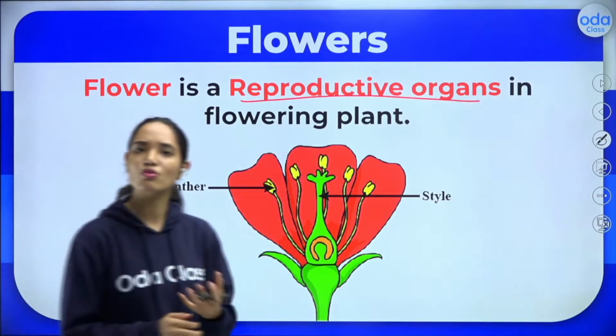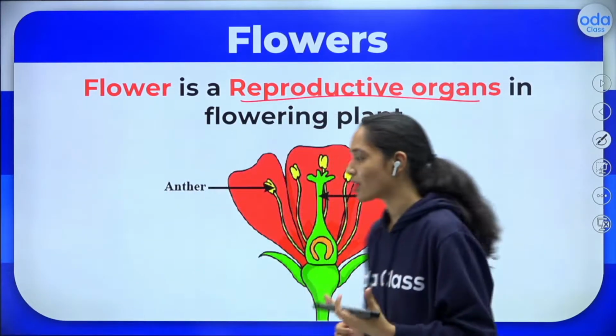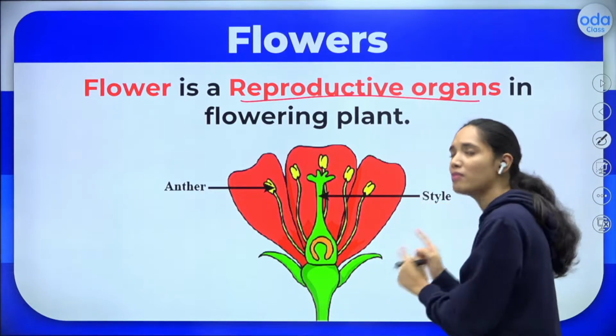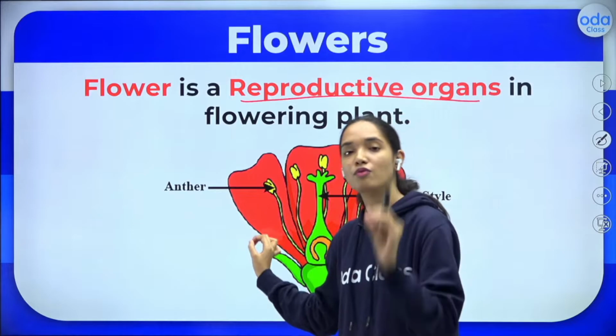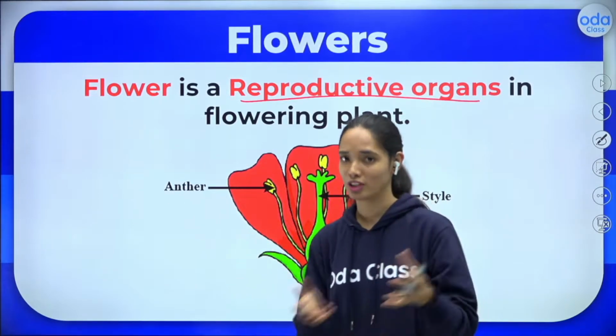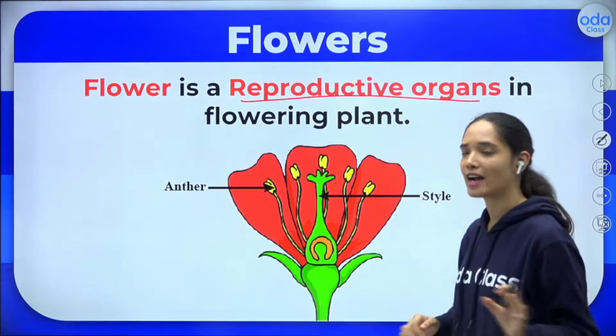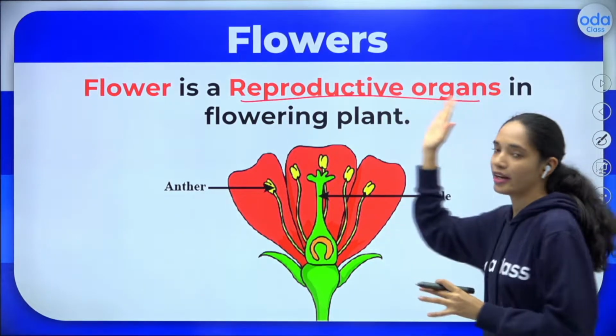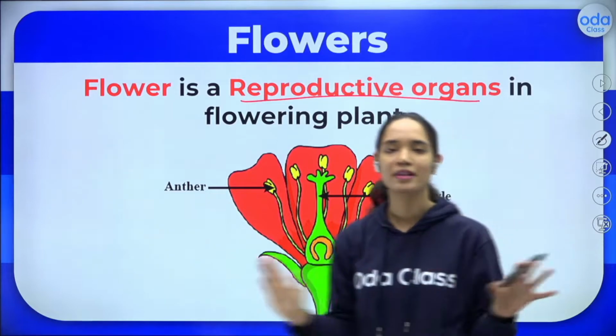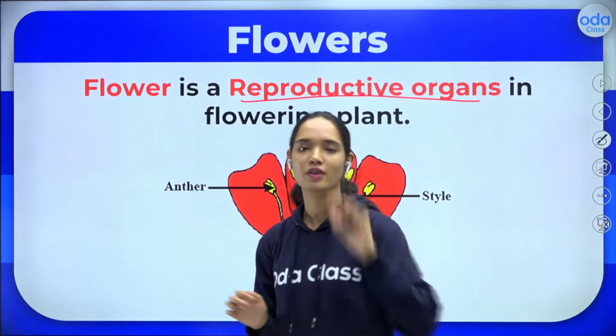Whether you write your school exams, okay? Whether you write your school exam, a one marker question. This is very much important. It's a one marker question. What is a flower? What are you going to write? You're going to write that a flower is a reproductive organ in flowering plants. Simple, easy answer. You got your 1 mark.